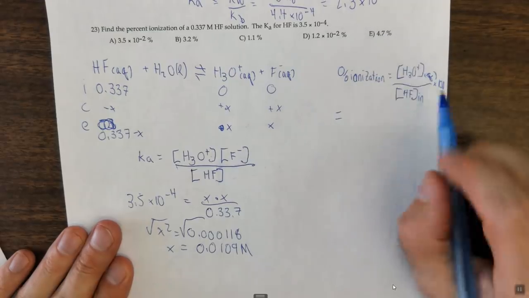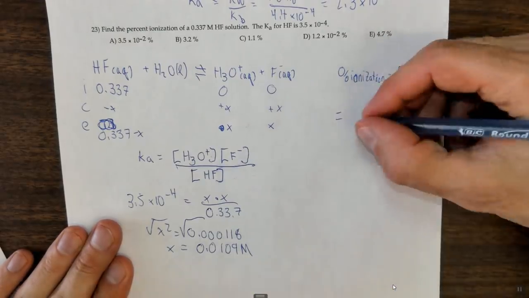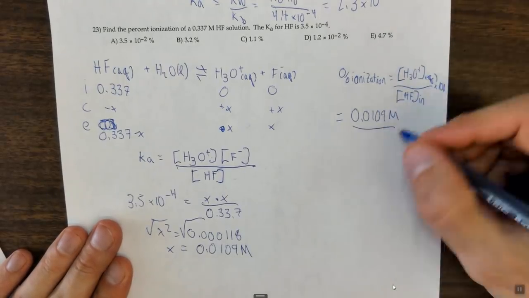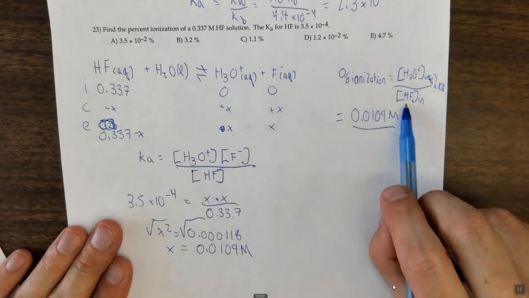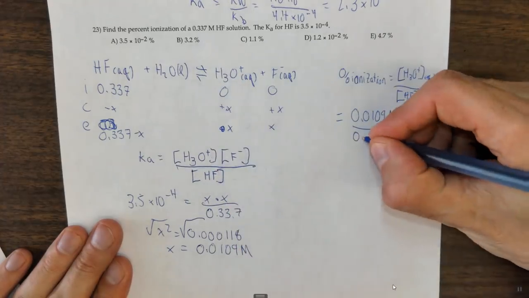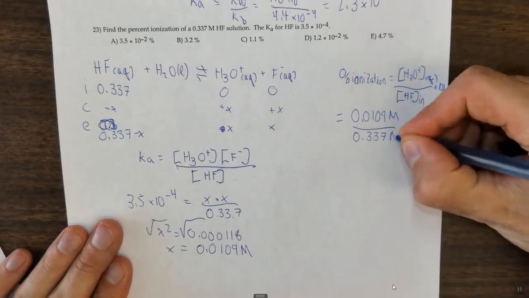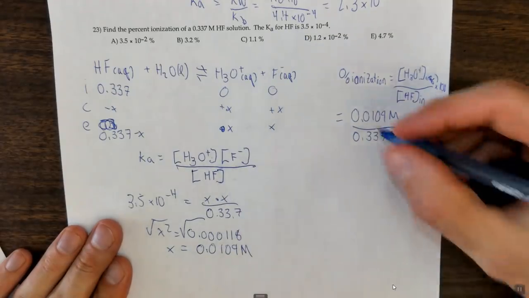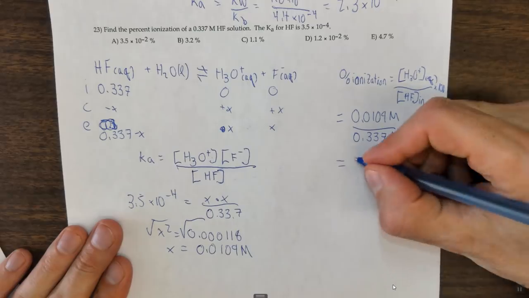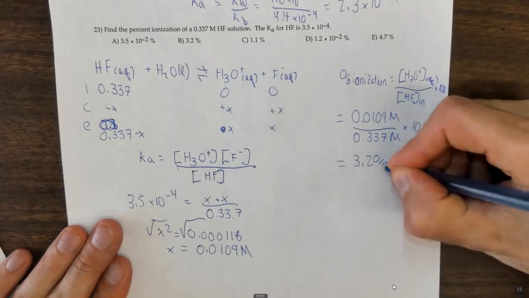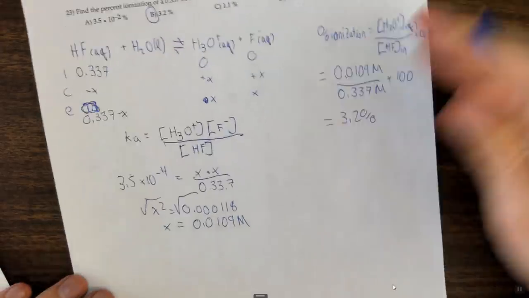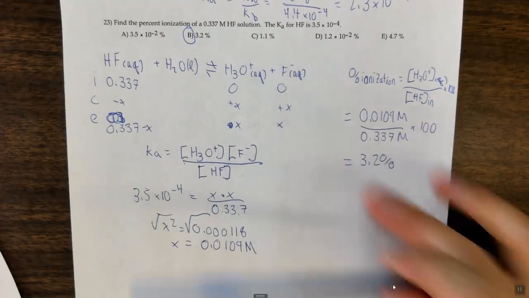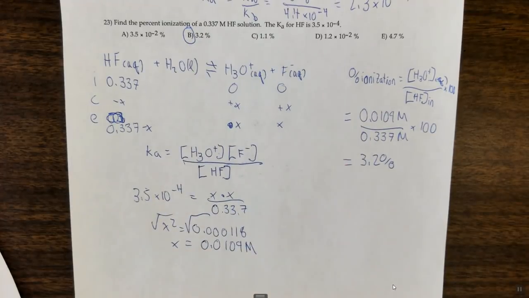So in this case, the percent ionization equals the H3O plus concentration, 0.0109 molar, you don't really need to write the units, divided by the HF initial concentration, 0.337 molar, times 100. Remember that this is 2 sig figs, so our answer is 2 sig figs. When you do this math, you find that the percent ionization is 3.2%. So percent ionization is found in a very similar way to how the pH would be found. It's just a different calculation at the end. So practicing this will help you with both types of questions.